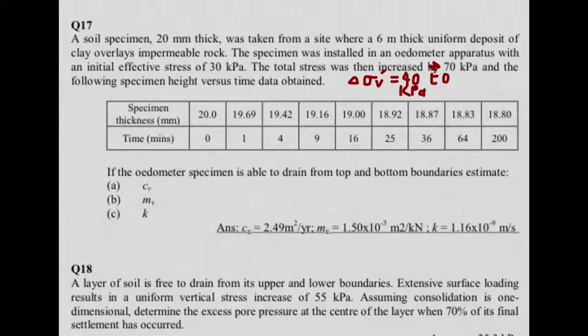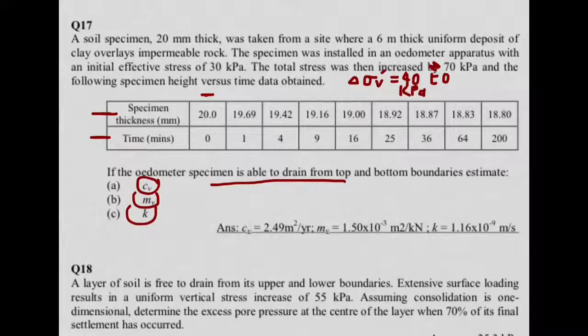So we have here the specimen thickness, and here time. If the odometer specimen is able to drain from top and bottom, which is actually the normal situation in the lab, I ask you to estimate the CV, MV, and K.